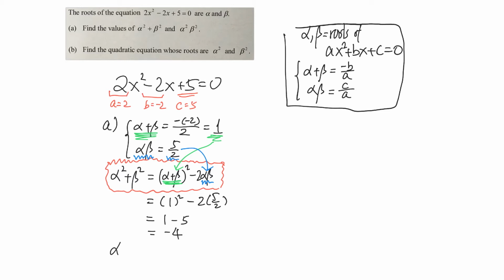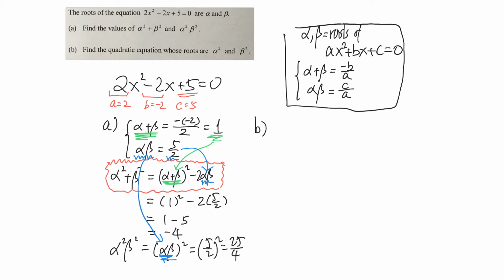After that, we can do alpha squared beta squared, which is alpha beta bracket squared. So we just put in the alpha beta, that is 5 over 2 squared, which is 25 over 4. Part A is done. Then we go to part B.